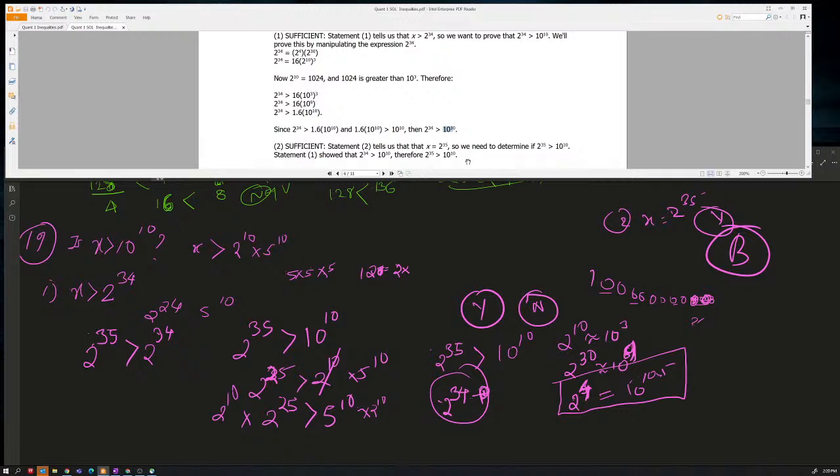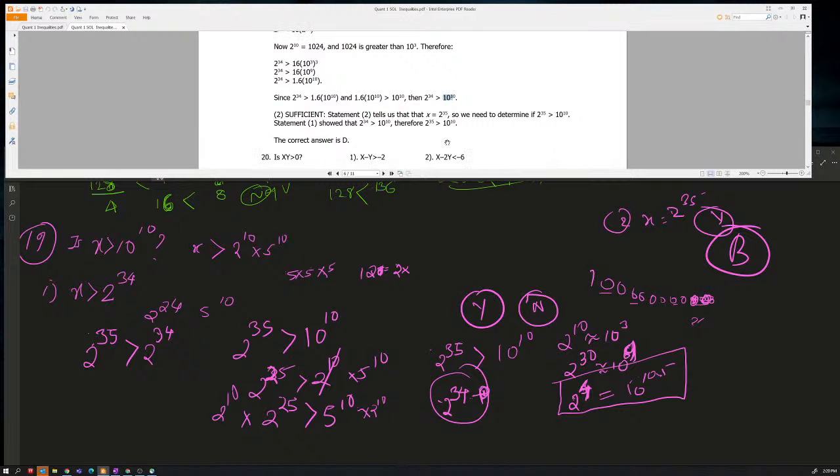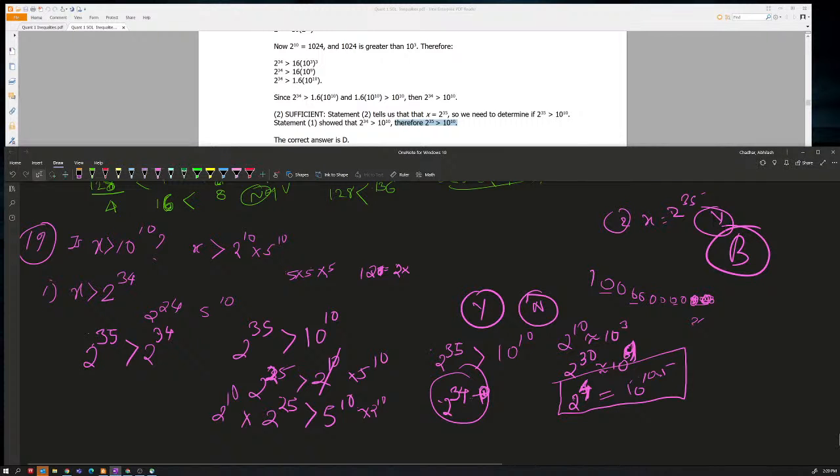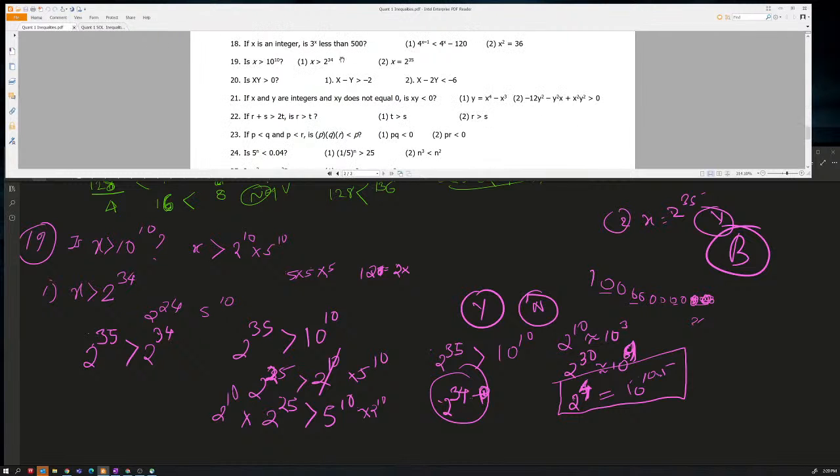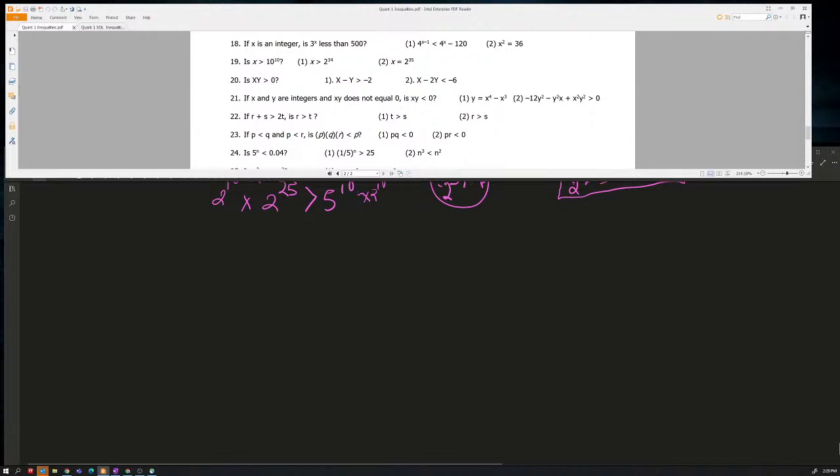A lot of manipulation, but nice solution. Let's see. Even 2 is sufficient, right? Weird. So, statement 2 tells us that x is 2 power 35, you need to determine if 2 power 35 is greater than 10 power 10. Statement 1 shows that 2 power 34 is greater than 10 power 10, therefore 2 power 35 is greater than 10 power 10. Right? Okay, we were getting a yes answer for this. We got B, but even 1 was sufficient. Nice try, but we don't go with tries. Okay, since I have got a wrong answer, I will take the next one down.